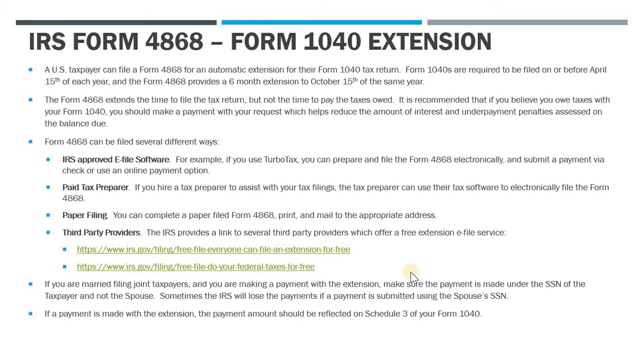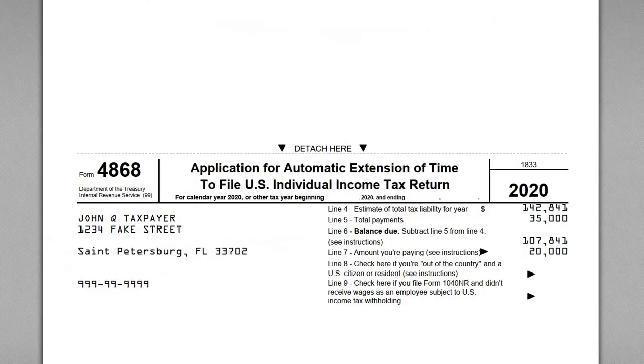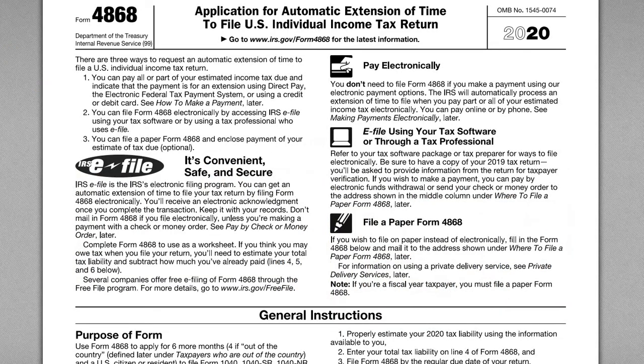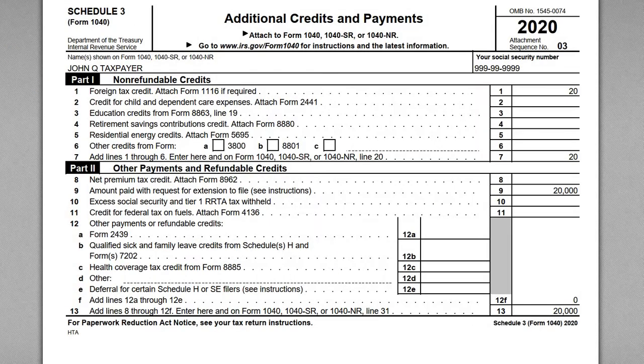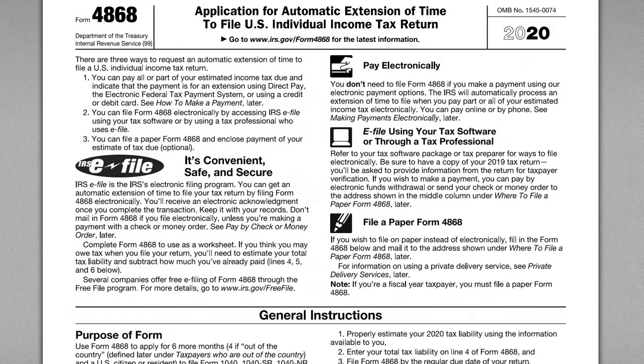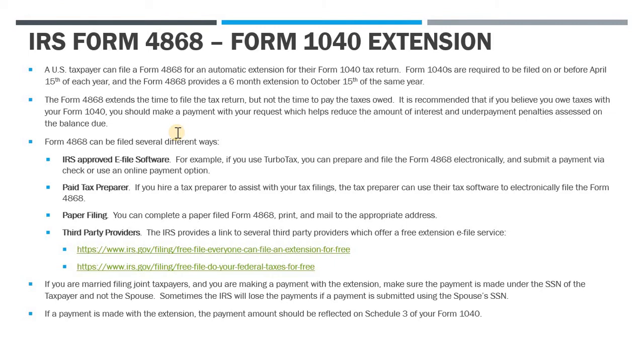So I've got a couple things in front of us. I've got one slide here which covers the rules and some of the background info. And then I've got a sample 4868, two actually. One that's electronically being filed with some tax return preparation software, a paper filing example, and then I want to quickly look at IRS Form 1040 Schedule 3 and how those payments are applied if you do make a payment with your extension. So if we go back to the slide here, just to cover some of the background.